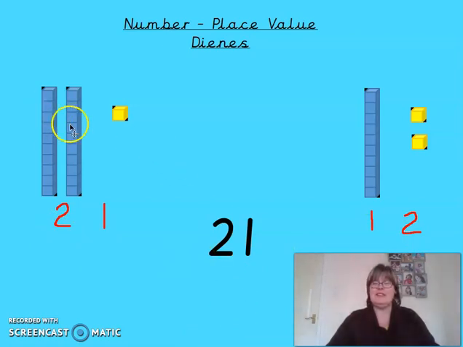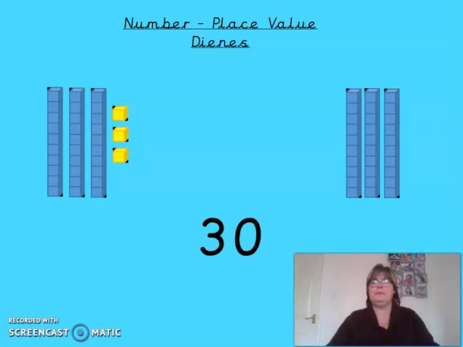Again, I hope you're saying because it has more tens. The more tens a number has, the bigger it is. The less tens a number has, the smaller it is. So this is the bigger number and this is the smaller number. Okay, let's try the next one.